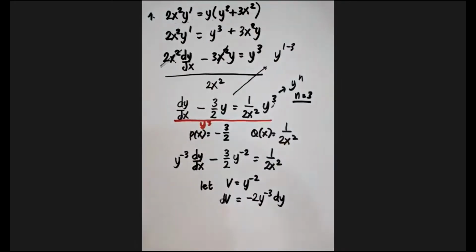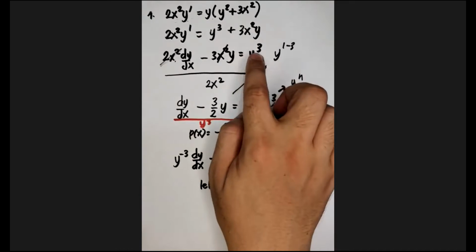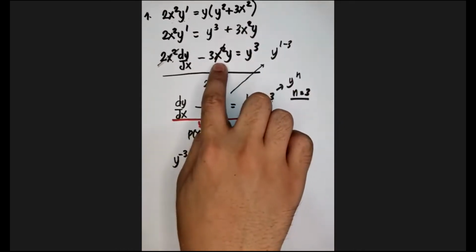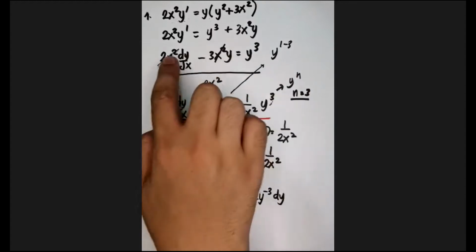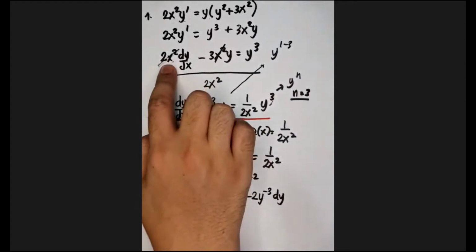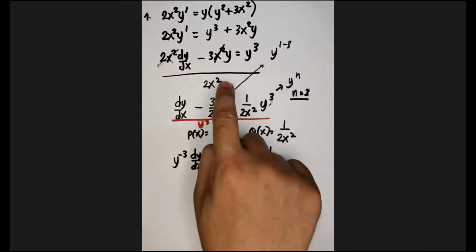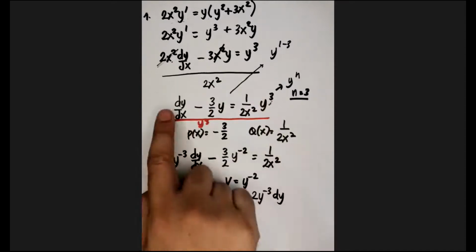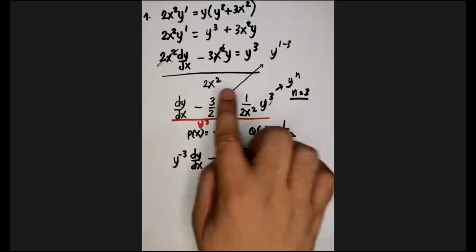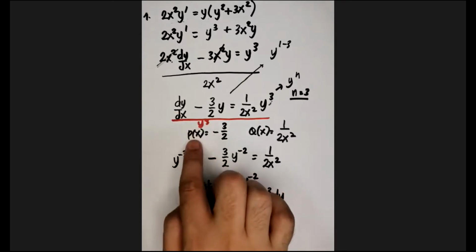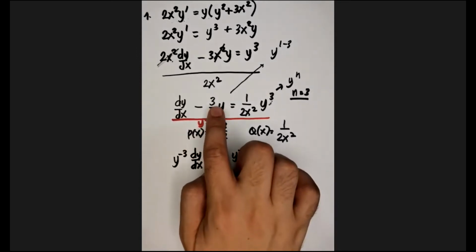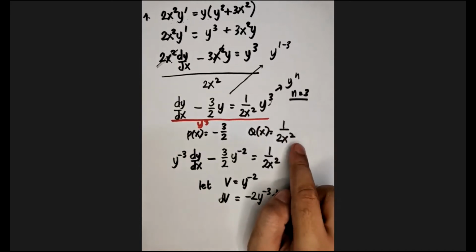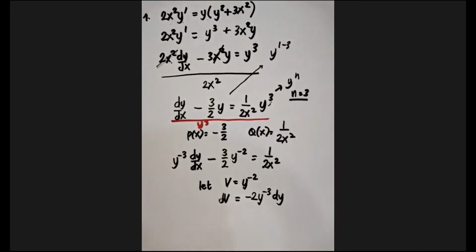And then we want to transform it into the standard form. So, tinranspose natin yung may y lang dito sa kabila. That's why we had this. And then, kailangan natin mawala ang 2x squared dito para makuha natin standard form. So, we divide this like this. So, this is the standard form of our Bernoulli's differential equation. And we have a term na p of x na negative 3 over 2, and q of x natin is 1 over 2x squared. So, that is yung px and qx ng Bernoulli's equation.